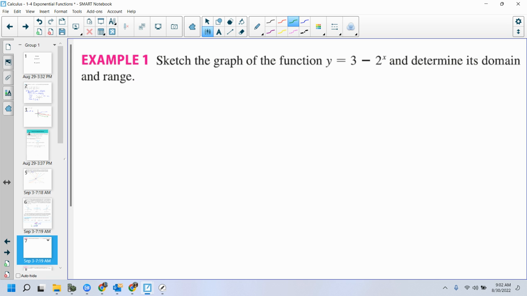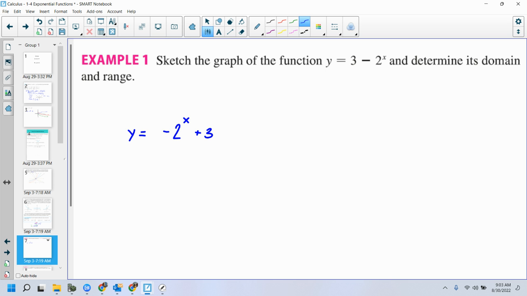All right, sketch the graph of the function 3 minus 2 to the x and determine its domain and range. So let's sketch. First thing I'd like to do is put the exponential first. I'm going to say negative 2 to the x plus 3. I'm going to graph that.